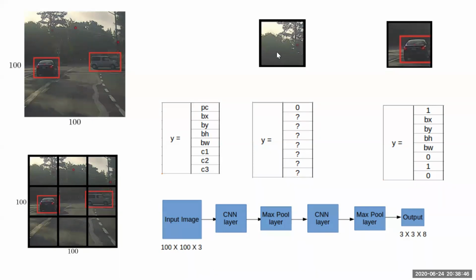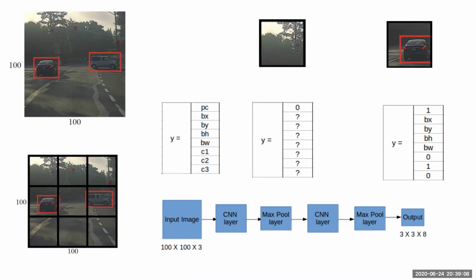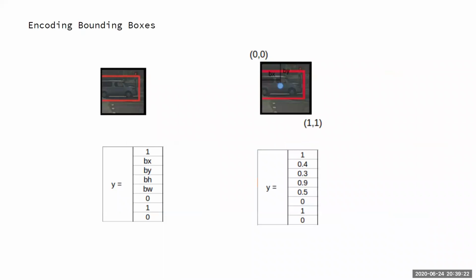So let's take a look at the top left where PC is 0. In this particular grid, the object was not detected. So PC is 0, and we don't really care about the remaining values. Now, for a grid where an object is found, we can see the PC value is 1, and also the particular class this object has been predicted to, the value is 1. So the next step would be to figure out the bounding box for each of the objects.